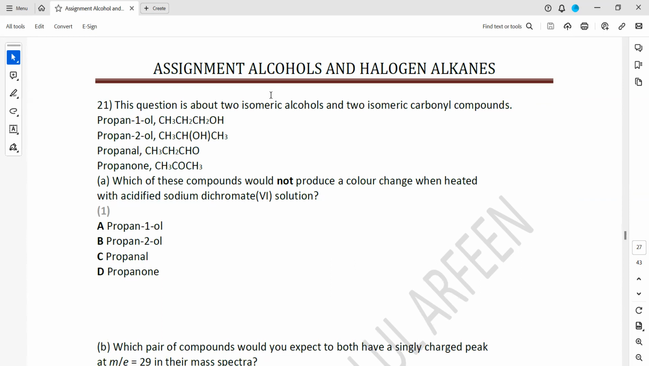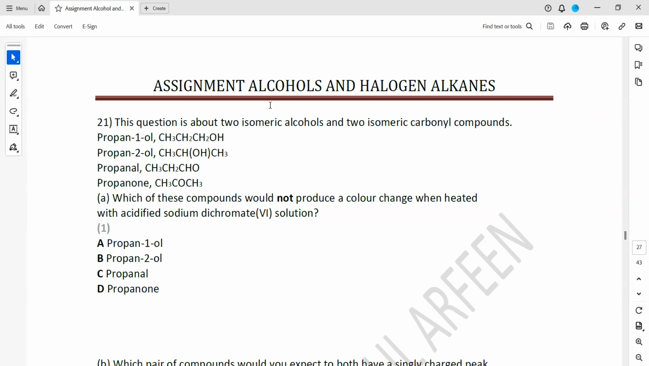In question 21, this question is about two isomeric alcohols and two isomeric carbonyl compounds. Which of these compounds would not produce a color change when heated with acidified potassium dichromate(VI)? Meaning which compound cannot be oxidized? Primary alcohol can be oxidized, secondary alcohol can be oxidized, aldehyde can be oxidized, but ketones and tertiary alcohols cannot be oxidized. So this will be oxidized, it will show a color change. This is a secondary alcohol, it will oxidize into a ketone. Propanal will oxidize to propanoic acid, but propanone, a ketone, cannot be oxidized.